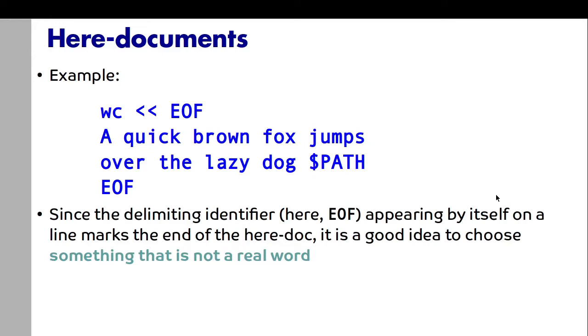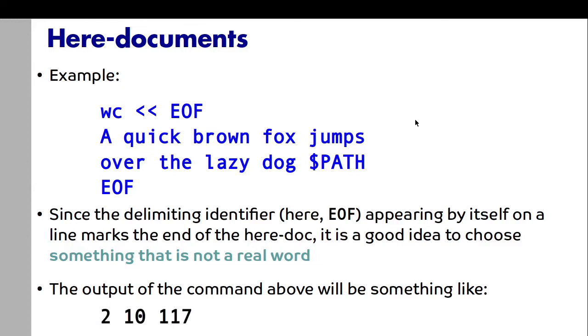The delimiter, as you see, here is EOF. It appears by itself on a line marking the end of the here document. So it is a good idea to choose something that is not a real word, that is unlikely to appear in your data. EOF is kind of a traditional thing, end of file, is not a real word, and we put all caps to make it even lower the probability that it will appear in the data, but it will depend on your data, so careful with that. If we run this, we should see an output like this here.